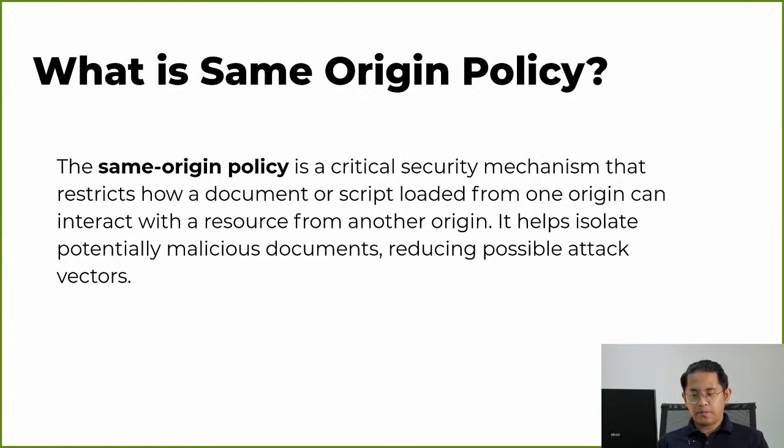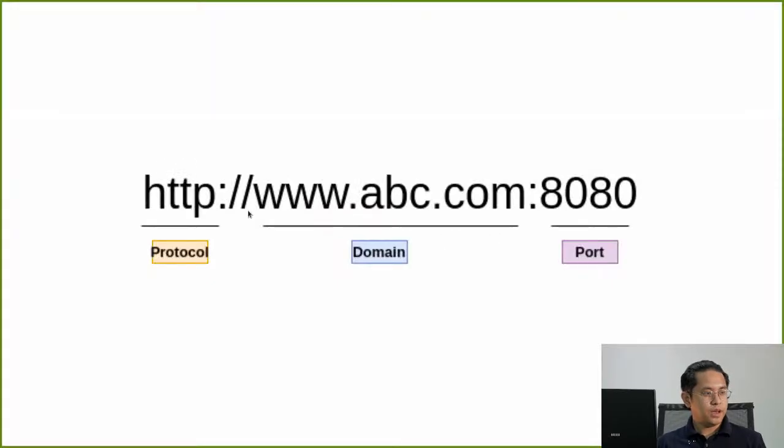For example, earlier I had abc.com, and let me annotate this. This is my domain, and I'm trying to request http://www.abc.com:8080/. Can you see the screen? Oh, I think you can see it, so never mind.